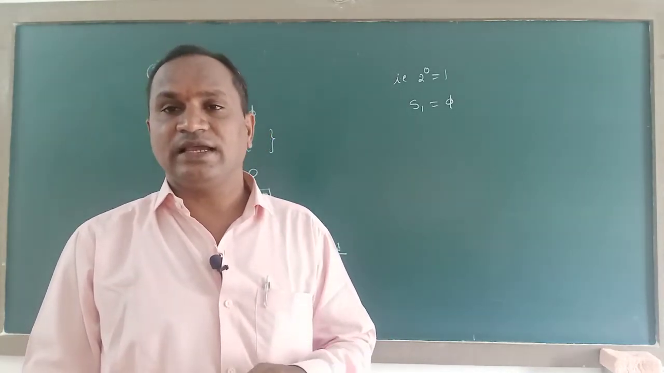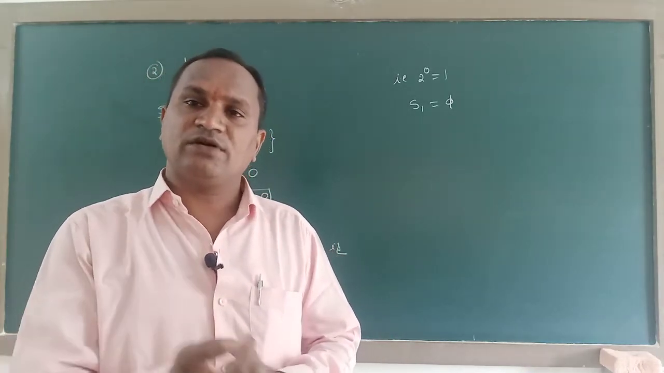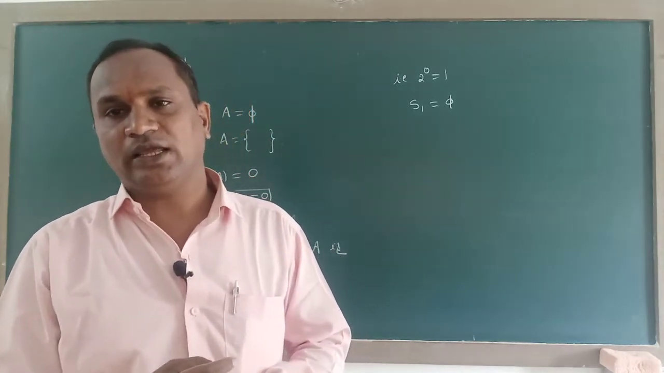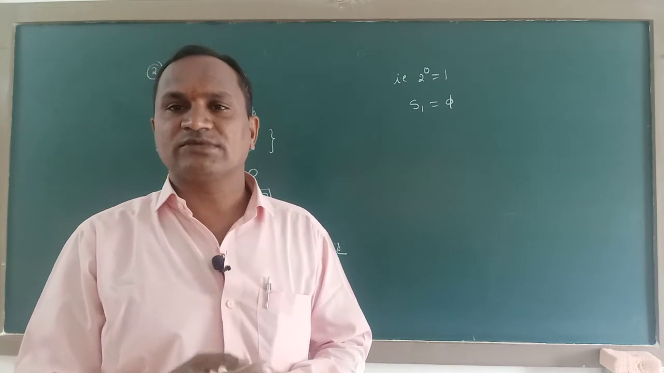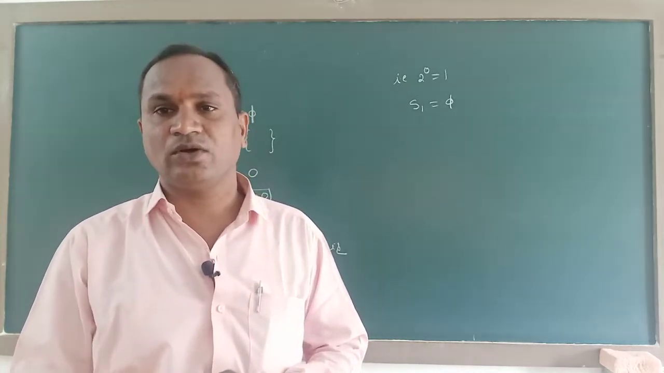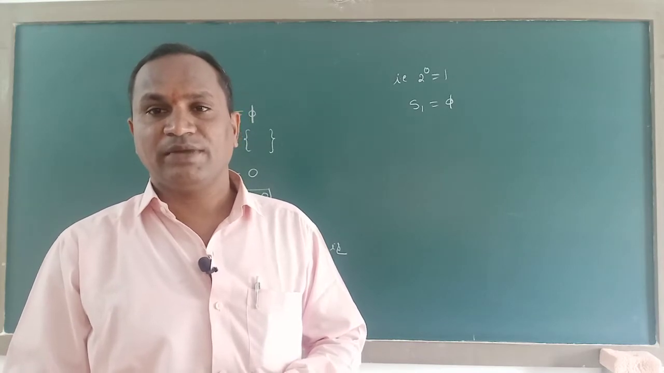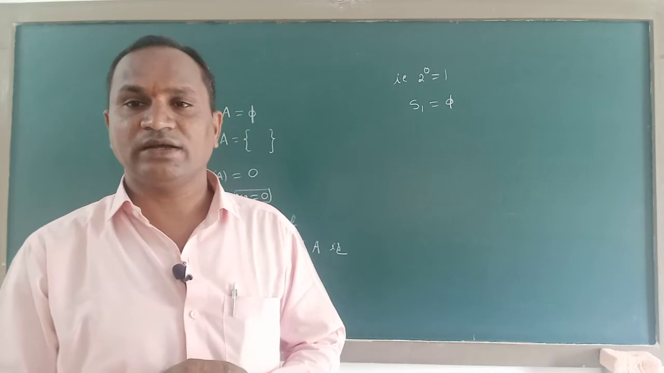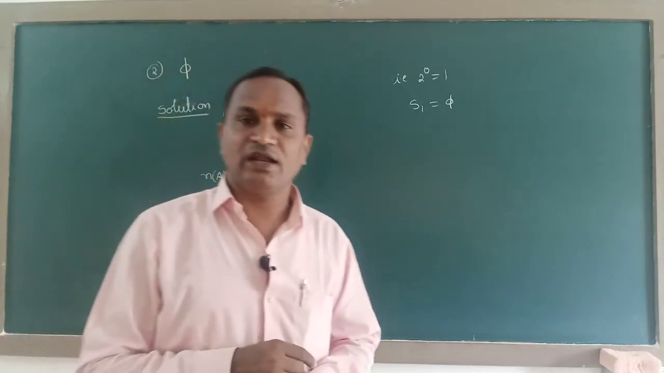But in a set, if you write an element any number of times, it gives only one meaning. Actually, here we are getting 2 times 5 in the power set, P of A is equal to {5, 5}. But the meaning of these two elements is only one, that is 5 only. That's why here we are getting only one element.